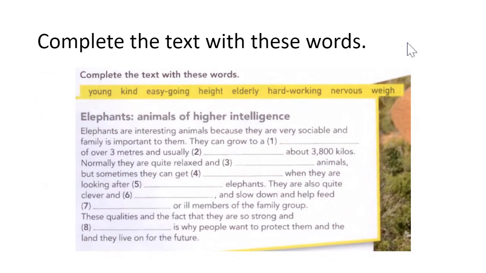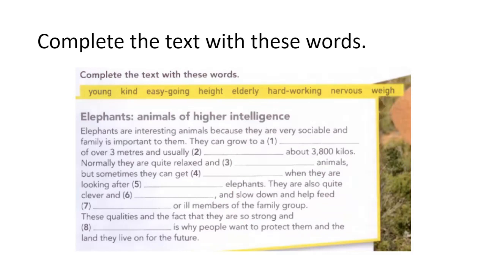I think this is the last reading exercise. Complete the text with these words. So you need to read and then you need to complete it lah. Okay, we are talking about elephants, animals of higher intelligence. So elephants ni ada kepandaian yang lagi tinggi lah daripada animals lain. Okay, that is what this article is talking about. Let's read together.